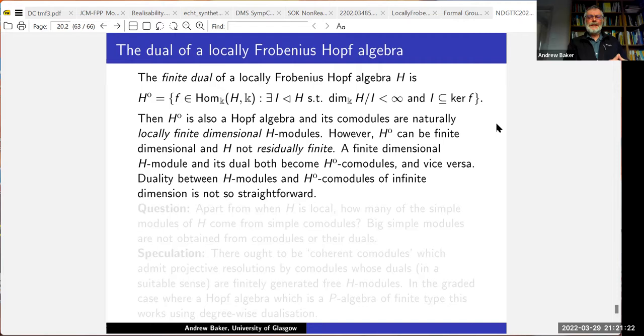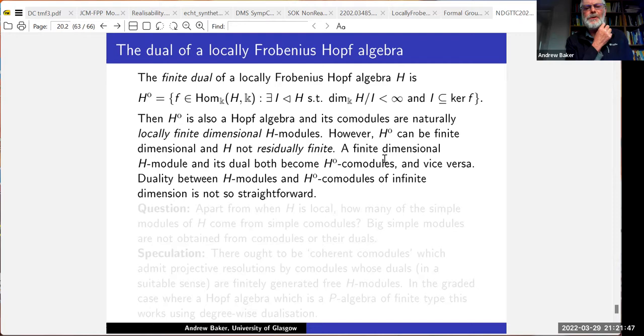On the other hand, if you start with a finite dimensional H module, it has a natural H0 co-module structure, and its linear dual does as well. And these are essentially equivalent bits of structure. But trying to dualize between H modules and H0 co-modules, you do run into some issues here.